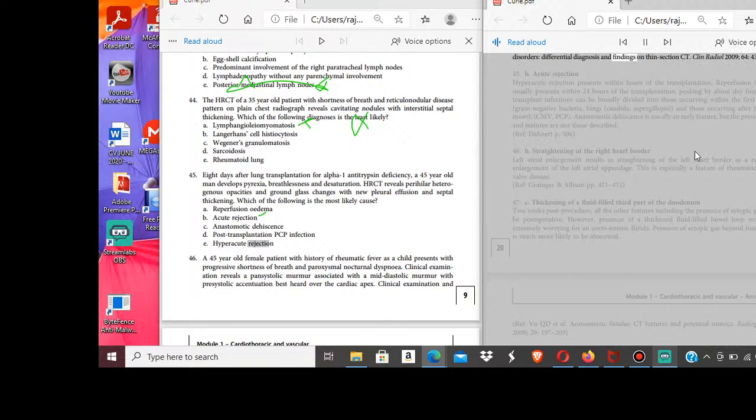Disorders, differential diagnosis and findings on thin section CT, Clin Radiol 2009, 64, 439. 45. B. Acute rejection. Hyperacute rejection presents within hours of the transplantation. Reperfusion edema usually presents within 24 hours of the transplantation, peaking by about day 4. Post-transplant infections can be broadly divided into those occurring within the first month, gram-negative bacteria, fungi, candida, aspergillosis, and those occurring after the first month, CMV, PCP. Anastomotic dehiscence is usually an early feature, but the presentation and features are not those described. Ref.